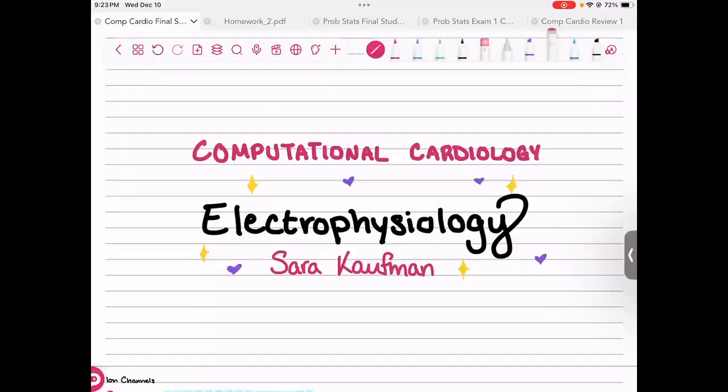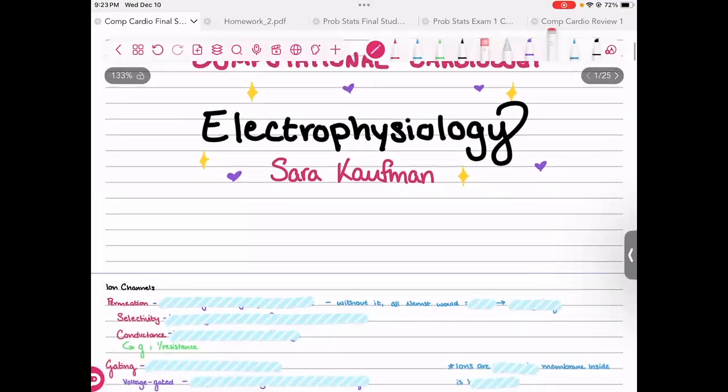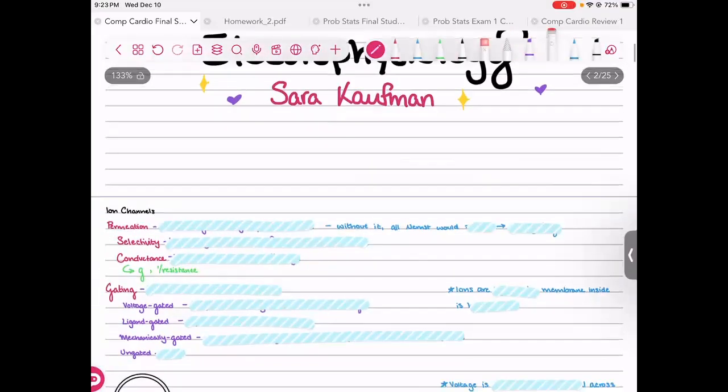Hi, this is Computational Cardiology, and today we're going to be going over a lot of electrophysiology very quickly. Alright, let's start with the concept of an ion channel.